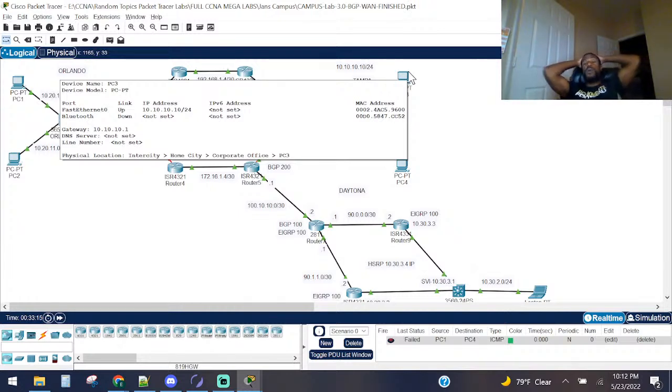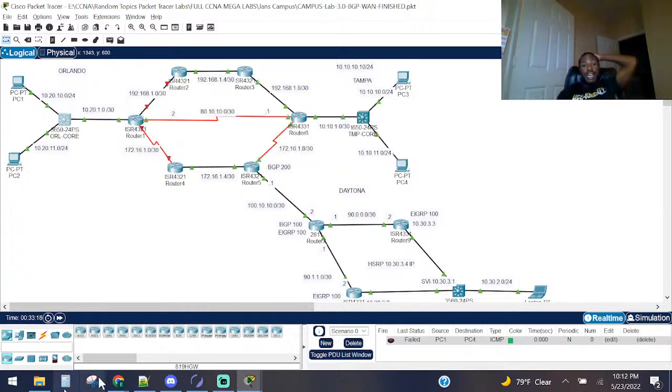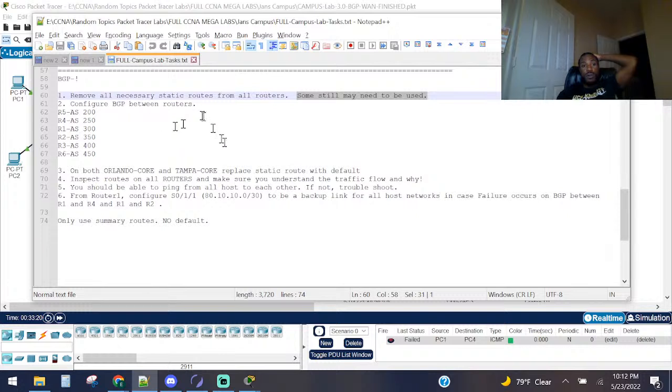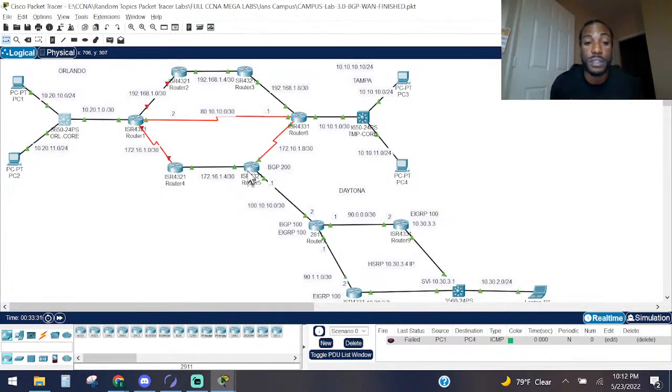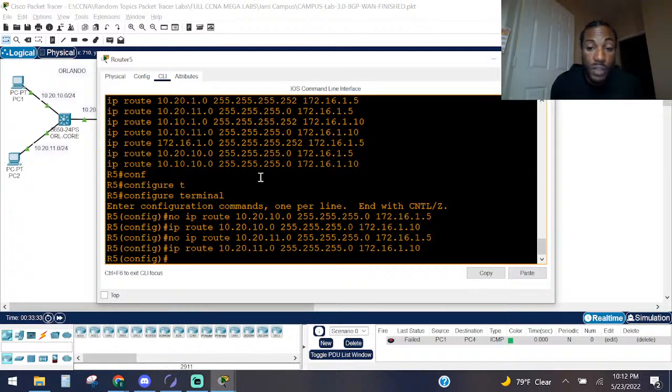But we have default routes out of those networks. Remember we did it in the last stream with this task right over here. On both Orlando and Core, replace the static route with a default route. Now, if we'd had those switches participating in BGP, then I think it would have solved that problem. But that was the problem. That was the issue why I couldn't get to those networks. So we got rid of it, made it 1.10.